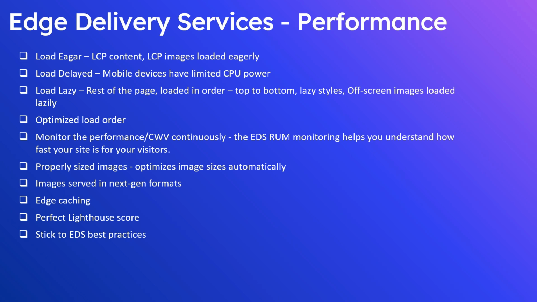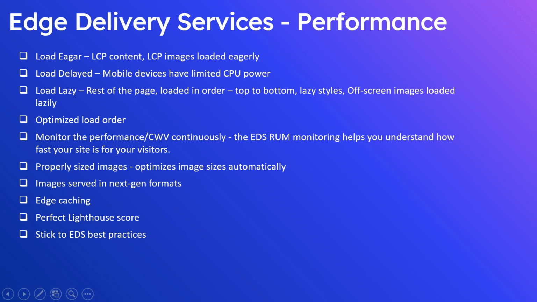Some of the highlights on how EDS handles website performance: the edge delivery services optimally use the browser's resource loading flow to achieve better performance. Load eager: the LCP content and LCP images are loaded eagerly. Then delayed loading is used for mobile devices having limited CPU power. Lazy loading: the rest of the page is loaded in order, top to bottom. Also, lazy styles are lazy loaded, and off-screen images are loaded lazily. Edge delivery services uses an optimized load order, which means the resources are loaded when required based on one of these load mechanisms.